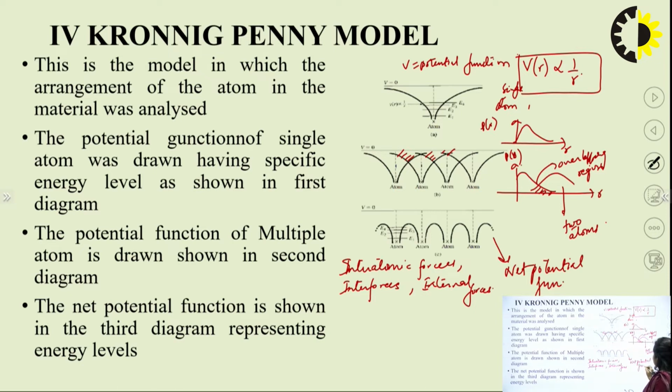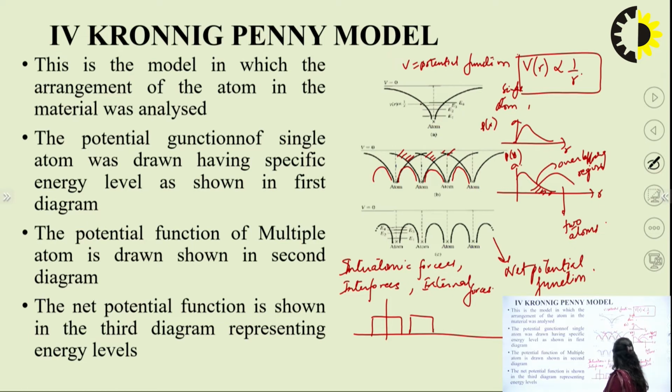The net potential function is defined from this to this, from this to this, if we discard the overlapping region. So the net potential function is like this. We have drawn in diagram C the net potential function and the energy levels for a particular atom, and with the help of this net potential function we can easily analyze our Schrodinger wave equation. But the Kronig Penney model is the extended version of this net potential function, and it is drawn like this.